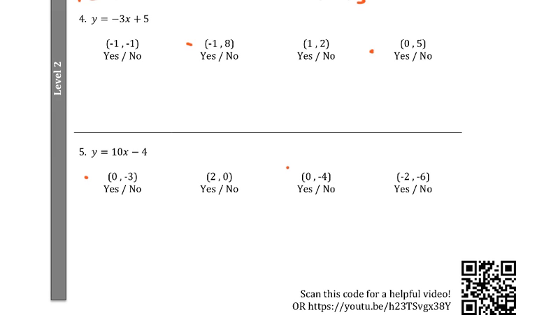Okay, new equation here. y equals negative 3x plus 5. Here's my x, here's my y. So 8 in for y equals negative 3 times negative 1 plus 5. Okay, negative 3 times negative 1 is 3. And 3 plus 5 does equal 8. So yes, that one is one of our solutions.